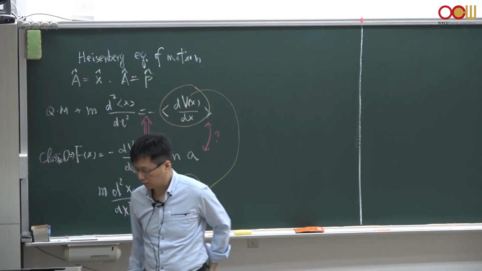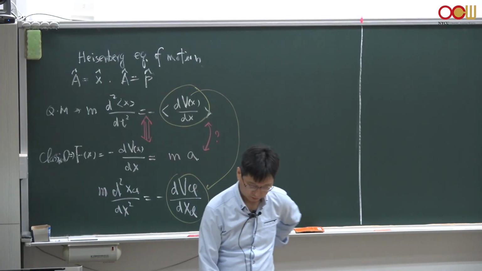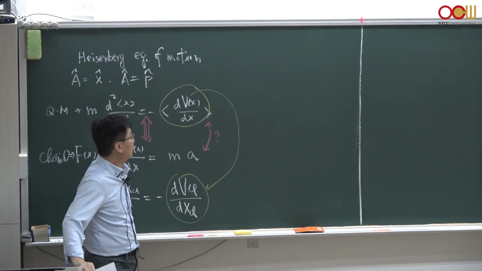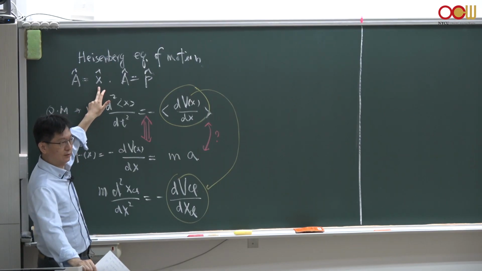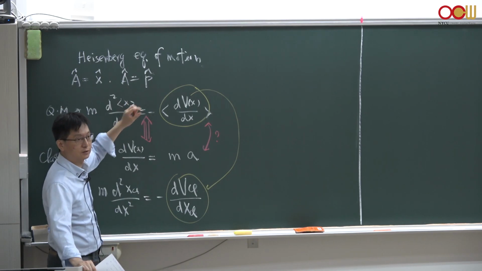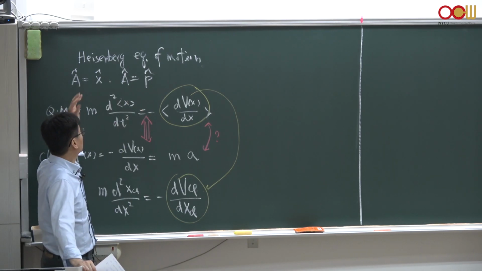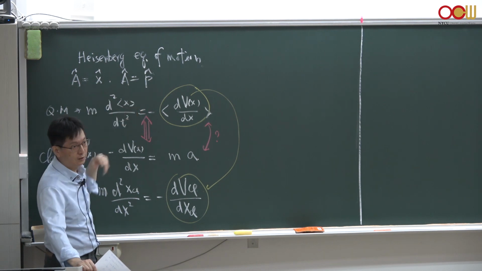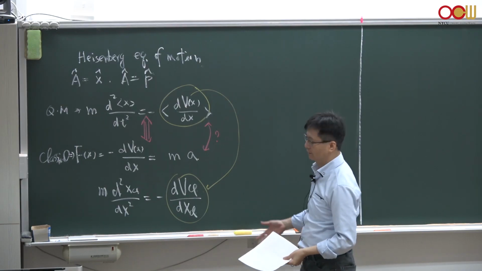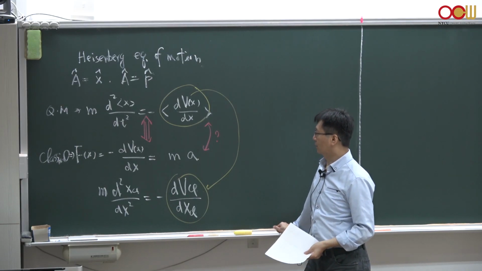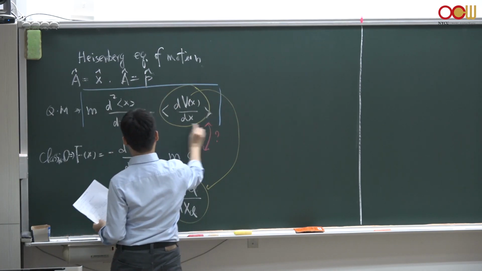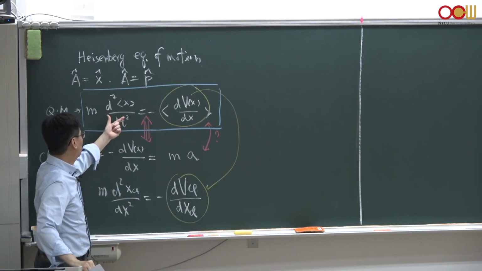Okay, so let's continue. Last time we derived the Heisenberg equation of motion for two very simple operators A. One is when A is the x position operator, and another is when A is the momentum operator. We wrote down and derived this Heisenberg equation of motion for x and for p, and we derived this quantum version of the Newtonian equation of motion like this.